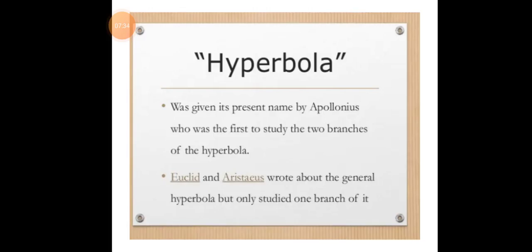Then the hyperbola was given its present name by Apollonius, who was the first to study the two branches of the hyperbola. Euclid and Aristaeus wrote about the general hyperbola but only studied one branch of it.